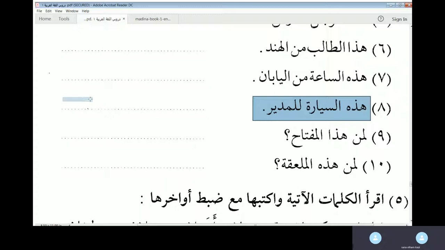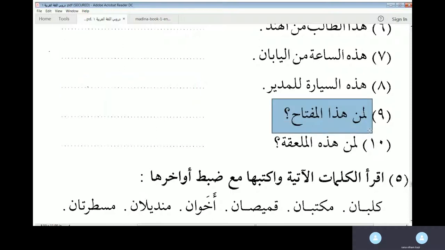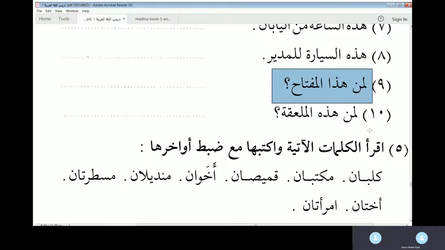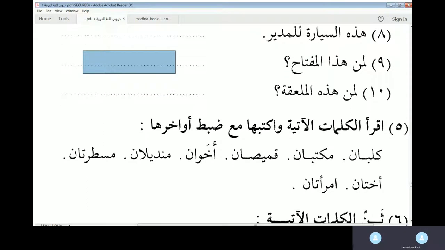Hazihi sayaratu lil mudiri. This watch belongs to the headmaster. And Hatani Sayaratani Lil Mudiri. These two cards belong to headmaster. Liman Hazal Maftahu. Miftahu. Whose does this keys belong to? Hatani. Liman. Hazanil Miftahani.